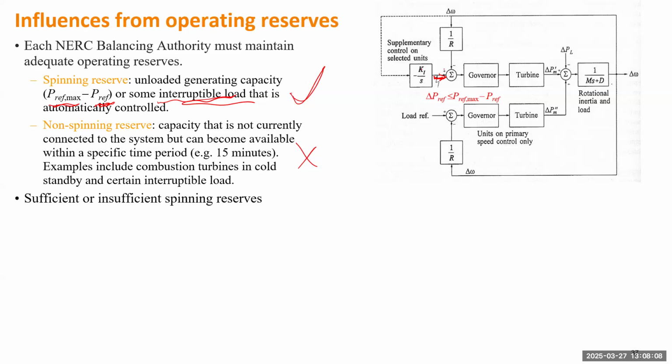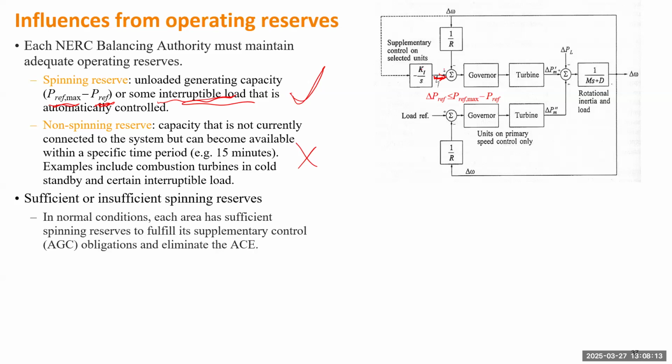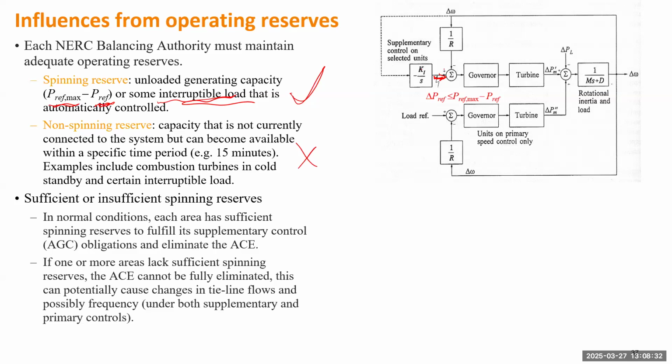So we may have either sufficient or insufficient spinning reserve. For instance, in normal conditions, usually we assume spinning reserves are sufficient. Each area needs to have enough reserves to make sure the AGC is functioning, so that you can eliminate the area control error, ACE. But if one or more areas do not have sufficient spinning reserve, ACE cannot go back to zero.